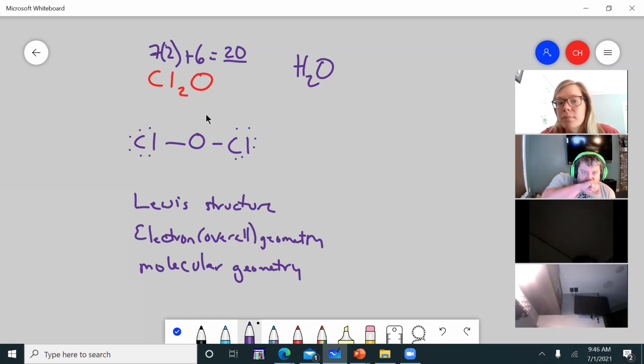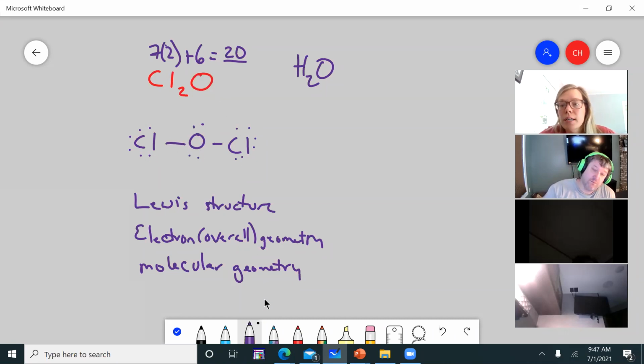I need 20. So I'm not going to make a double bond or anything like that. I'm going to just add the other 2 electrons. So 2 there and 2 there. If you put 2 here and 2 here, that's fine too. Just sort of couple them together. So this is what the Lewis dot structure should look like.